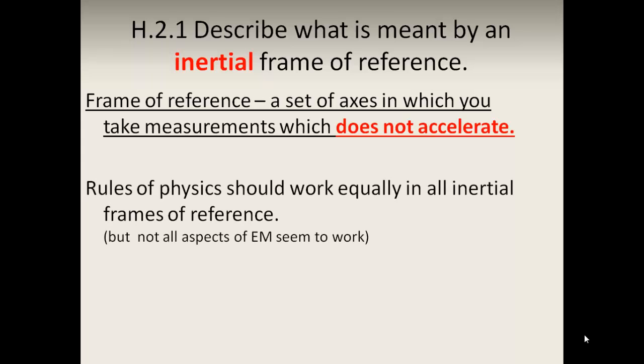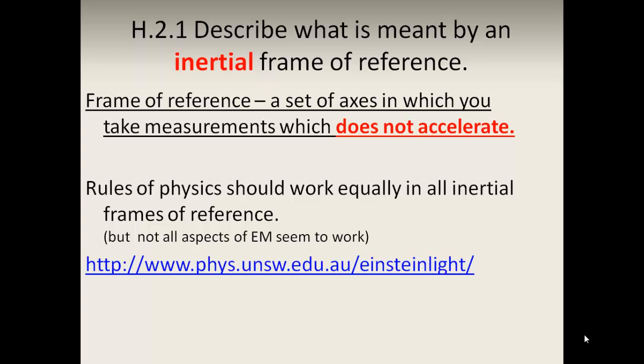One interesting thing is that the rules of physics should work equally in all inertial frames of reference. But it appears that some aspects of electromagnetic radiation, electromagnetism, do not seem to work properly. And this was a little bit of a problem. You could look at this website, which has an interesting discussion about why electromagnetism doesn't work quite properly. But we're not going to go into the details of this. You can do this if you have time.